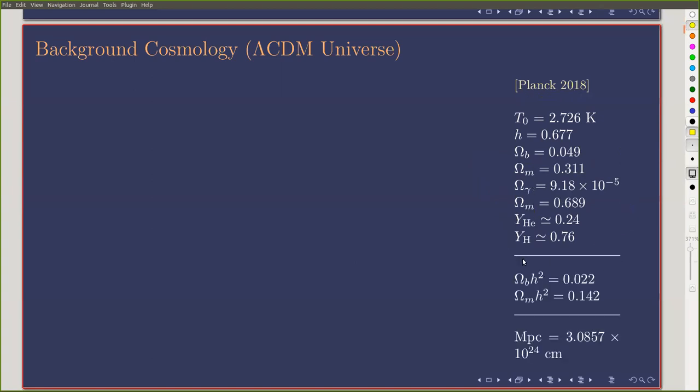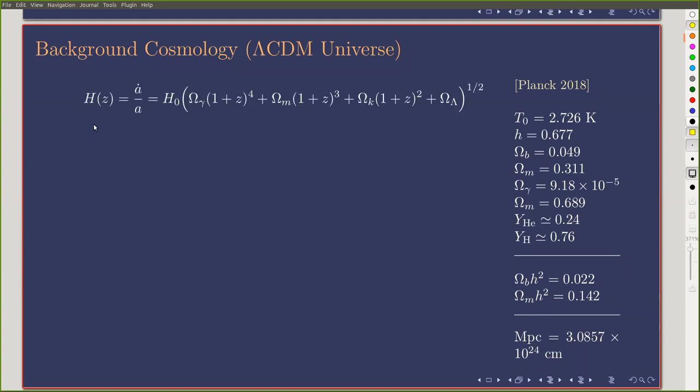What we will mostly be using are these two quantities. This combination is what is basically observed by Planck, and this combination also turns up in most of the equations. So it's more useful to use these combinations instead of using these values separately in the equations. And this is the value of a megaparsec.